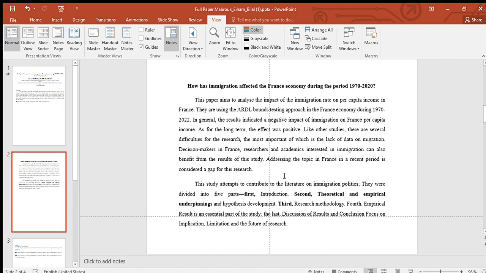It is divided into five parts. First, introduction. Second, theoretical and empirical underpinning and hypothesis development. Third, research methodology. Fourth, empirical results, which is an essential part of the study. The last part, discussion of results and conclusion, focuses on application, limitations, and the future of research.